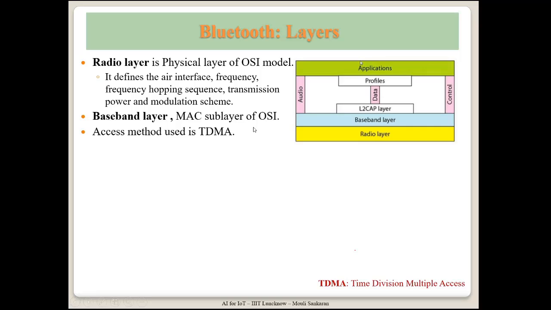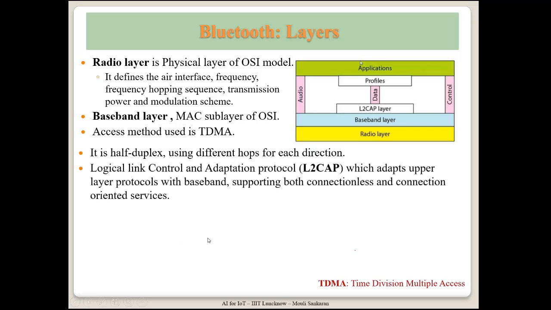So it's called the MAC sublayer. They use TDMA, which I have already explained to you. Half duplex I have already explained. And L2CAP, the L2 is nothing but L square, L square CAP. That is logical and link, which is why two L's are there. So L square: Logical Link Control and Adaptation Protocol.